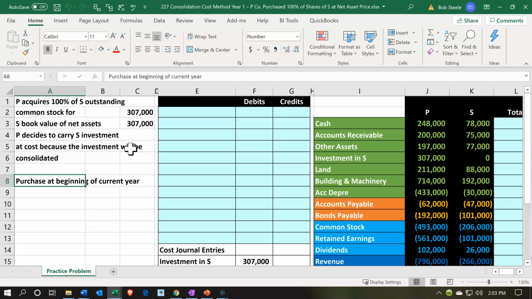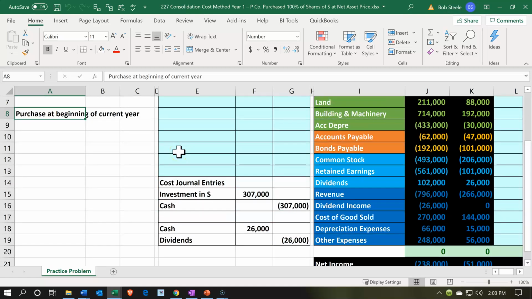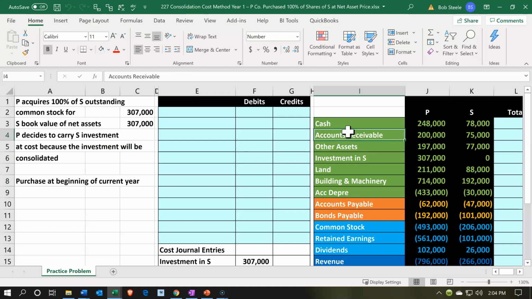That's what's different here. Purchase at the beginning of the year. So the purchase took place at the beginning of the year. Now it's the end of the year. It's been a full year, and we're going to be entering the adjustments at this time. All right, so then we have our consolidation worksheet.